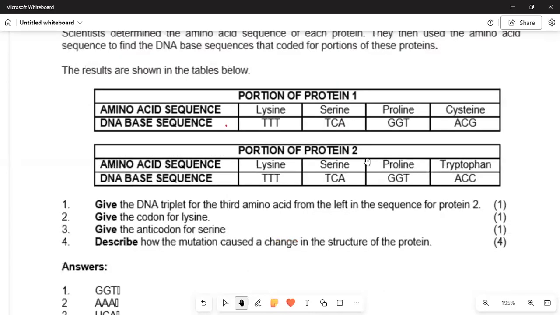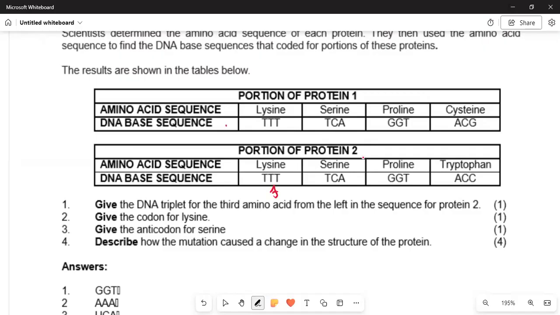One of the key questions that can be asked in the examination is: give the DNA triplet for the third amino acid from the left in the sequence for protein 2. So, from the left in protein 2, the answer is guanine and thymine. Moving on, give the codon for lysine. Lysine is here, so the thymine in the answer would be adenine, that they would be merging.